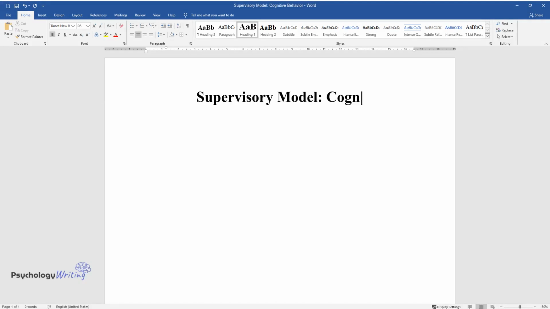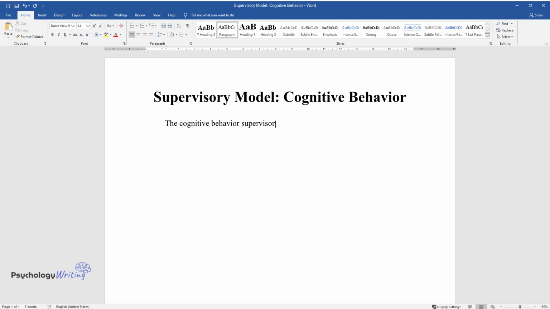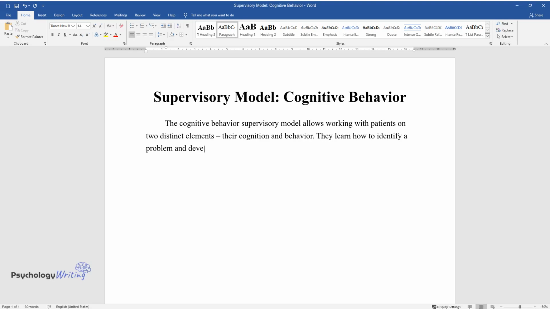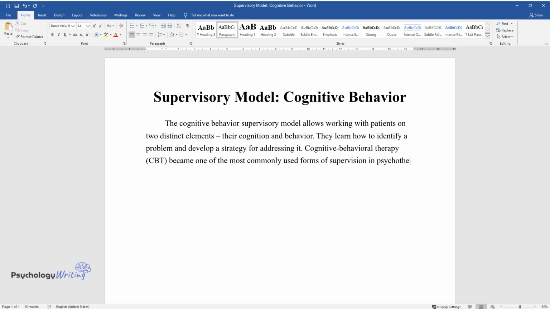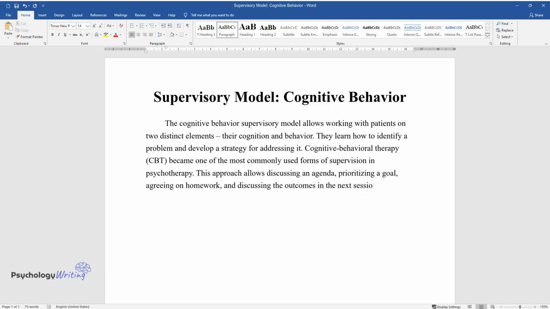Supervisory model, cognitive behavior. The cognitive behavior supervisory model allows working with patients on two distinct elements, their cognition and behavior. They learn how to identify a problem and develop a strategy for addressing it. Cognitive behavioral therapy, CBT, became one of the most commonly used forms of supervision in psychotherapy. This approach allows discussing an agenda, prioritizing a goal, agreeing on homework, and discussing the outcomes in the next sessions.